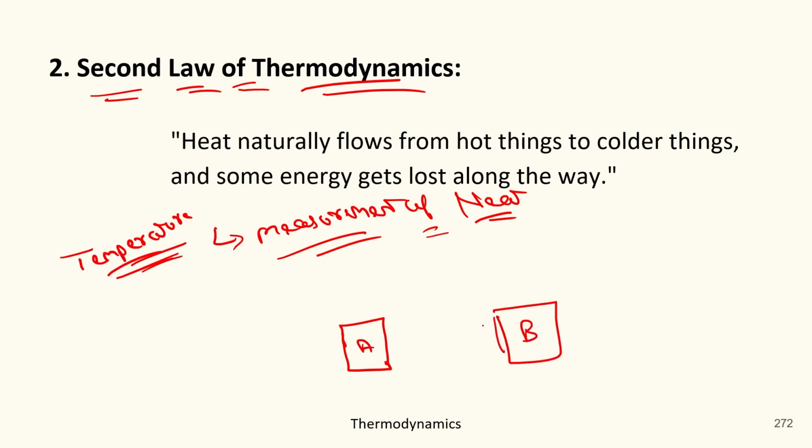Suppose there are two objects, object A and object B. This object comprises some heat. This object comprises some heat. If I ask you to tell me which object has more heat, how would you be able to tell in comparison with the other object? Then you require some measurement, a measurement of degree. And this measurement of degree is known as temperature.